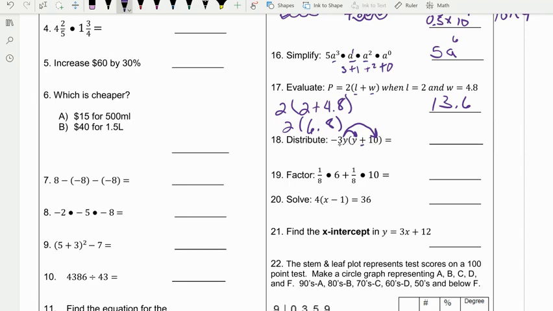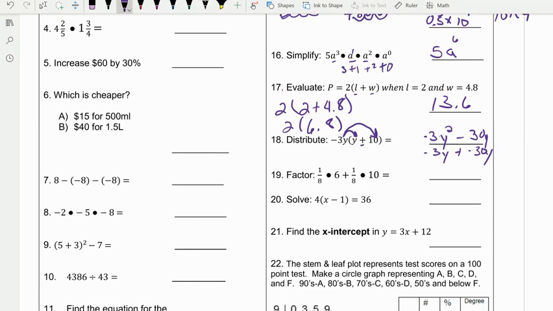So we're going to take a negative 3y and multiply it times y. That gives us a negative 3y squared. And then a negative 3y times 10 gives me a negative 30y. And then you could say plus a negative 30y or you can say minus 30y. So you could have also said a negative 3y plus a negative 30y. Both ways are fine. It's all good.